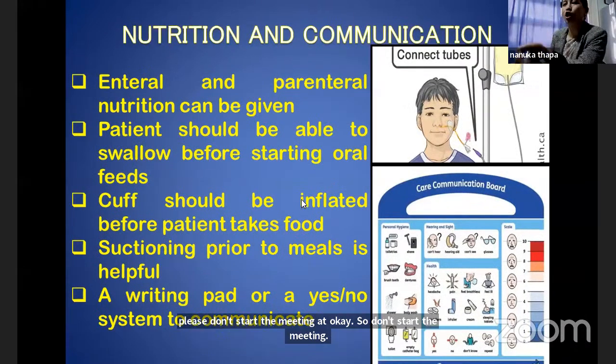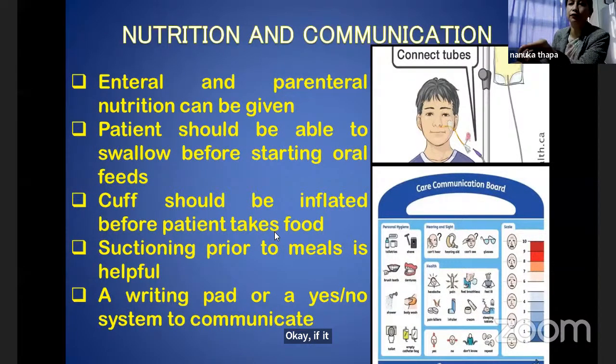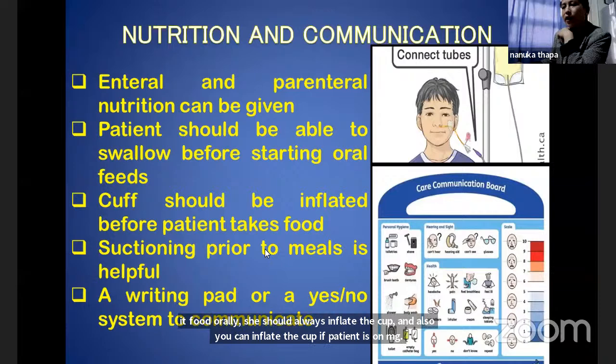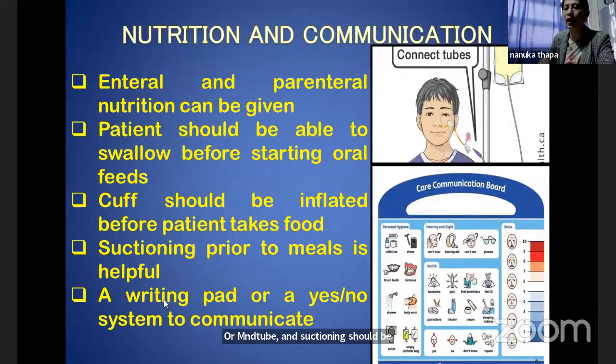Then the cuff should always be inflated if the patient is taking food. Whenever a patient is taking food orally, you should always inflate the cuff. And you can also inflate the cuff if the patient is on an NG or ND tube. Suctioning should be done prior to meals because it will help the patient. And for communication, a writing pad or a yes or no system you can give to the patient, okay?